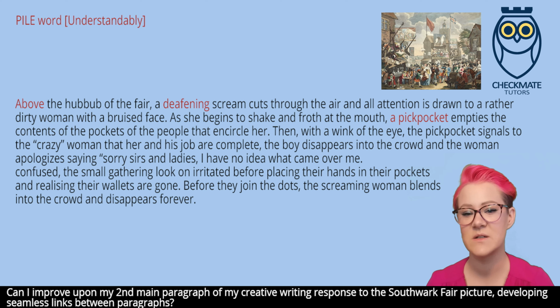The boy disappears into the crowd and the woman apologises, saying, "Sorry, sirs and ladies, I have no idea what came over me." Understandably confused, the small gathering looked on irritated before placing their hands in their pockets and realising their wallets are gone. Before they join the dots, the screaming woman blends into the crowd and disappears forever.